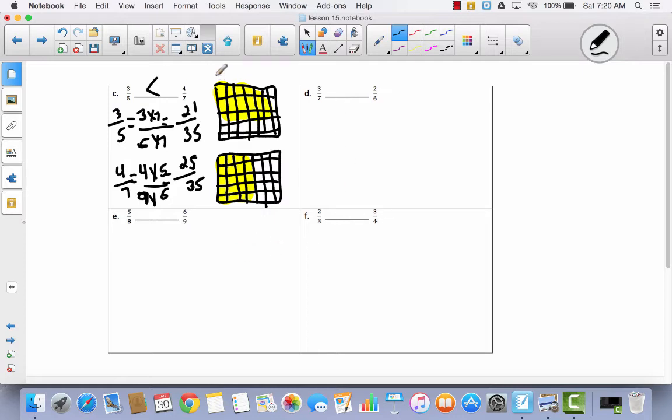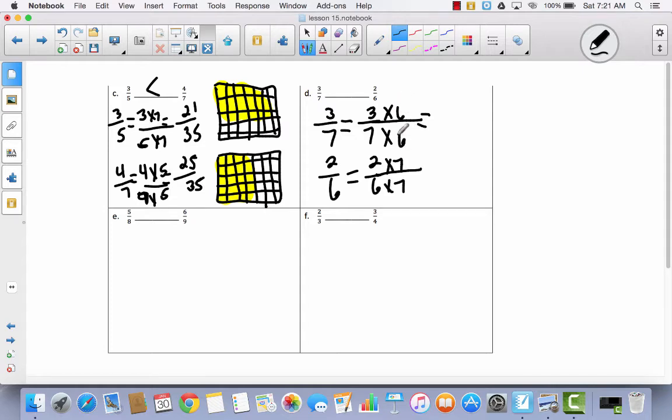Okay, for these last three, we're not going to draw the model. We're just going to use the multiplication. So I've got 3/7 and I've got 2/6. Now, there's nothing I can do to 3 to get to 2 and nothing I can do to 7 to get to 6. So let's talk about what we've been doing here. We've been taking the sevenths and multiplying them by 6. And then I'm going to take the sixths and multiply them by 7. Notice how I'm multiplying the numerator and the denominator by the same number. You have to have an equivalent fraction.